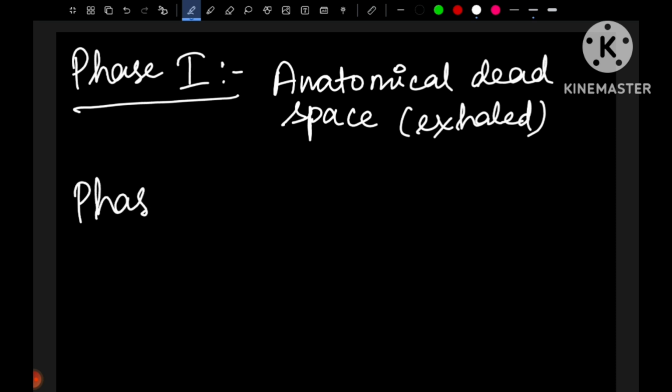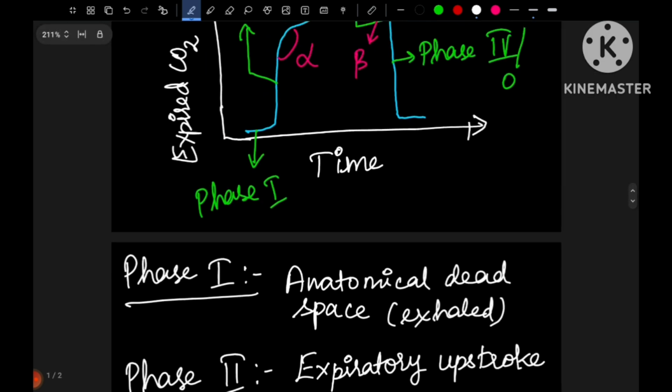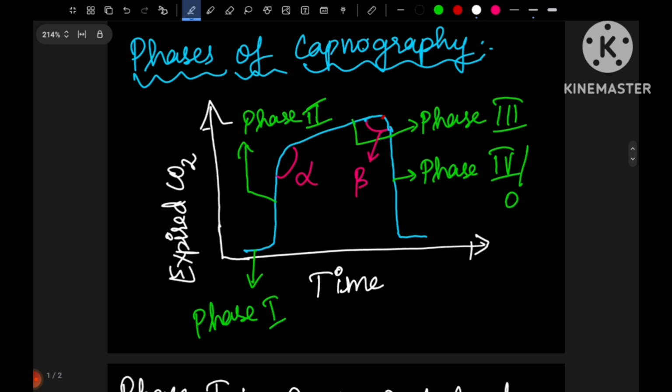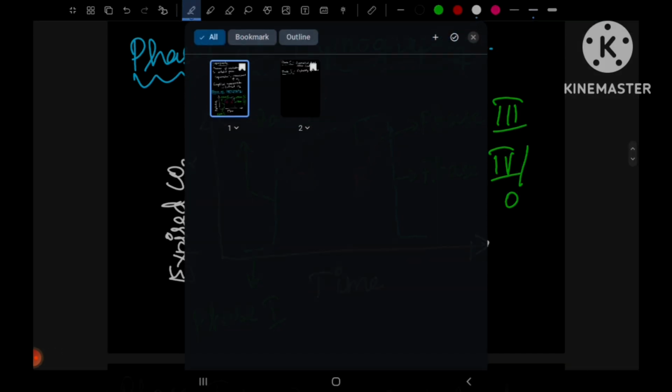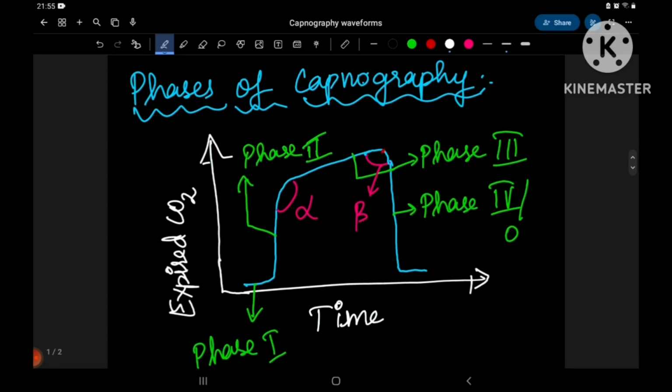Next, what is phase 2? Phase 2 denotes the expiratory upstroke. There is a sharp rise here. There is a sharp rise in carbon dioxide concentration in phase 2. You can see that, I'll just show you. See, there is a sharp rise in this carbon dioxide. I just want to denote it so that it will be a little easier for you guys.